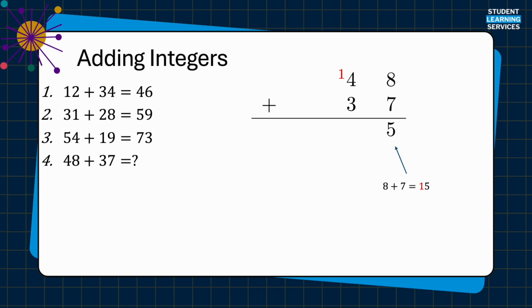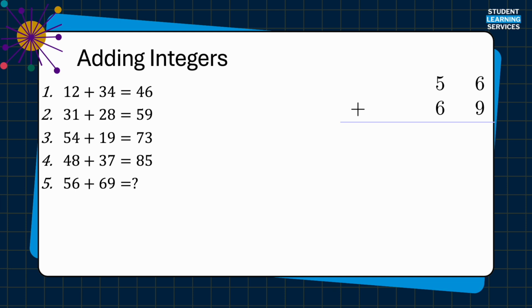And the 1 in red will be treated as the carry for the 10th digit. Then you should be doing 1 plus 4 plus 3 for the 10th digit. Therefore, 48 plus 37 is equal to 85.